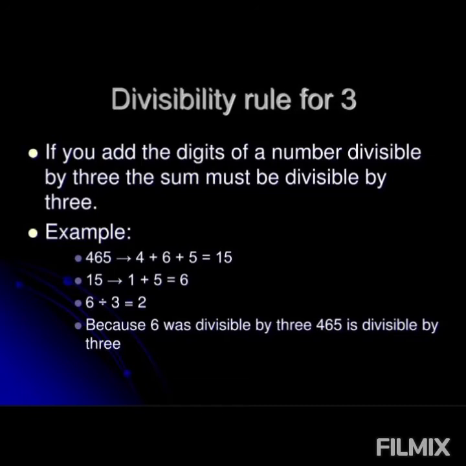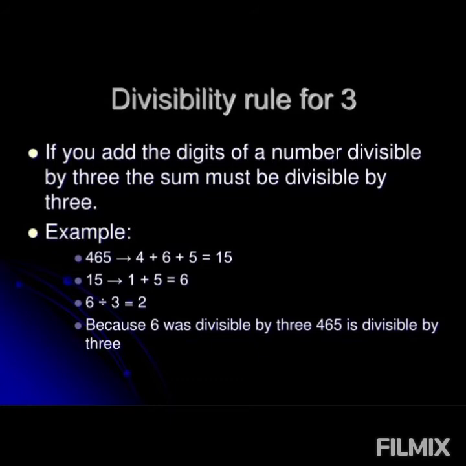Let's see the divisibility rule for 3. If you add the digits of a number divisible by 3, the sum must be divisible by 3. It means जो भी given number है, if you add all the digits of that number, the sum you get should also be divisible by 3. जो sum हमें मिलता है वो भी 3 से divisible होना चाहिए, यानी divide होना चाहिए without leaving any remainder. If it divides without leaving any remainder, it means जो given number था that is divisible by 3.